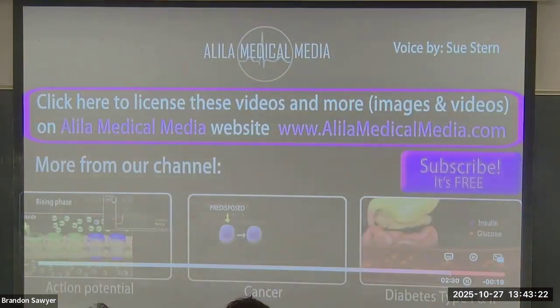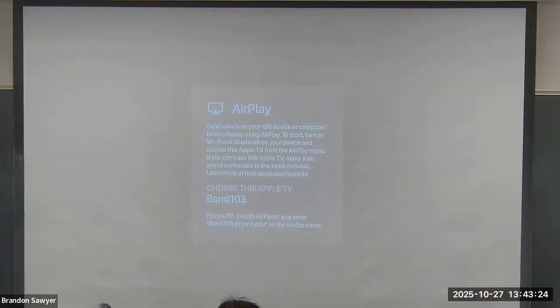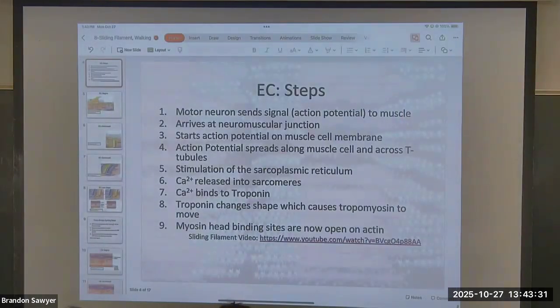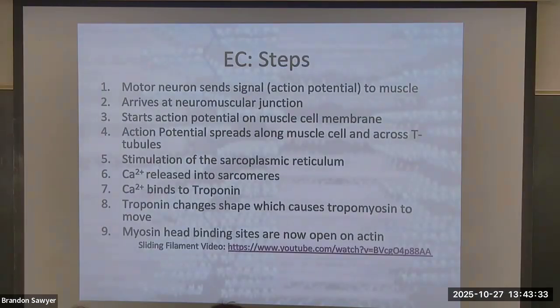So let's take a look at this. That focused more on the cross bridge part. It talked a little bit about the excitation contraction coupling too, but let's walk through a couple of these steps first, and then I'll let you do the fill-in part. So again, the key starting point is when the motor neuron, which is a neuron coming from the nervous system, from the spinal cord, going out to the muscle, sends a signal, which is called an action potential, to the muscle. That signal is going to arrive at the neuromuscular junction.